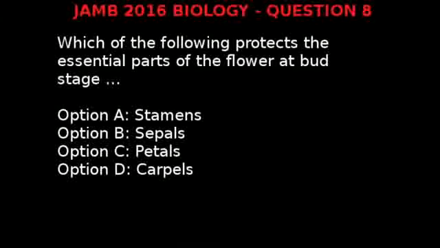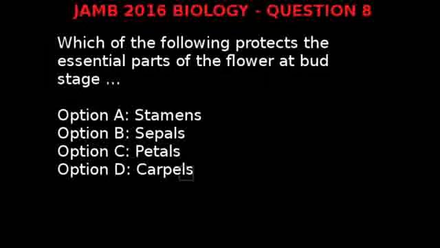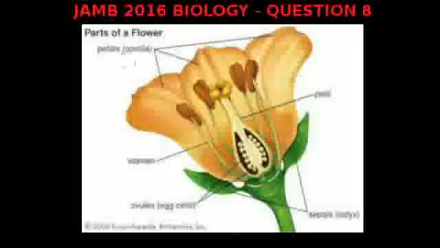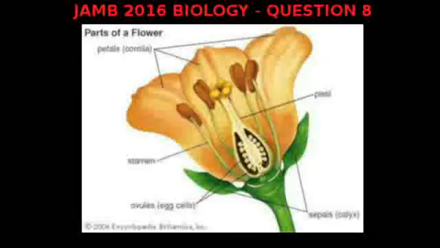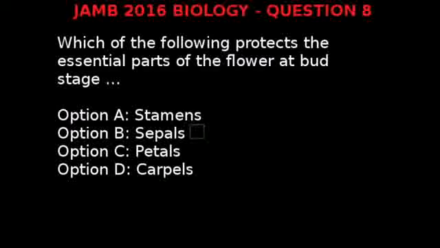JAMB 2016 Biology Question 8. Which of the following protects the essential parts of the flower at bud stage? Option A, stamens. Option B, sepals. Option C, petals. Option D, carpels. Now let's take a look at the diagram of a flower for us to be able to answer that question. From this diagram, we find out that the protective part of the flower is the sepals. The sepals are the outermost flower part that encloses a bud before it opens. So therefore, our correct answer is option B.